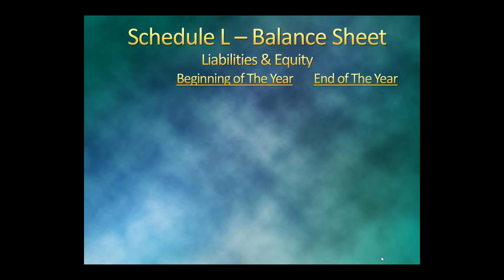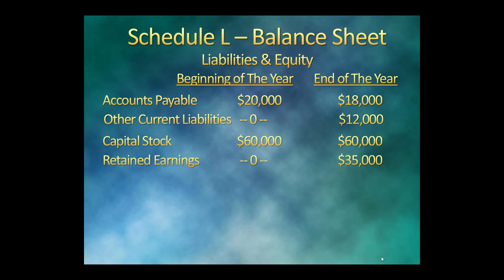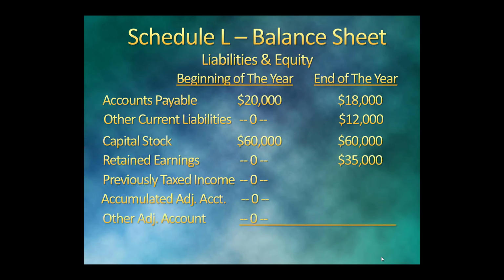Next, we're going to look at the liabilities and equity portion of the Schedule L, the balance sheet. Beginning of the year, accounts payable $20,000, end of the year $18,000. Other current liabilities, beginning of the year was $0, end of the year $12,000. Capital stock $60,000 for the beginning of the year and the end of the year. Retained earnings at the beginning of the year $0, end of the year $35,000. Previously taxed income, accumulated adjustment account, and other adjustment accounts, $0 all the way through, making our total liabilities and equity $80,000 at the beginning of the year and $125,000 at the end of the year.